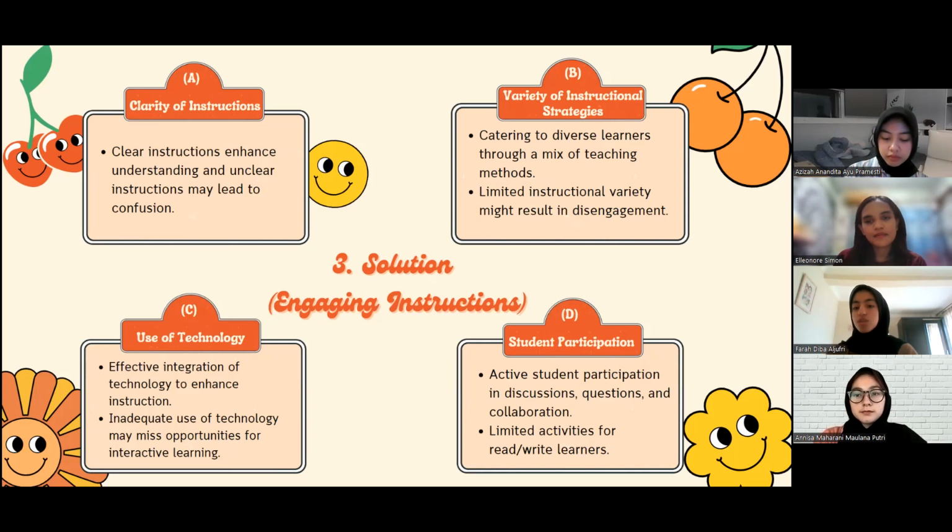And the last one is student participation: active student participation in discussion, questioning, and collaboration. Limited activities for read or write learners.